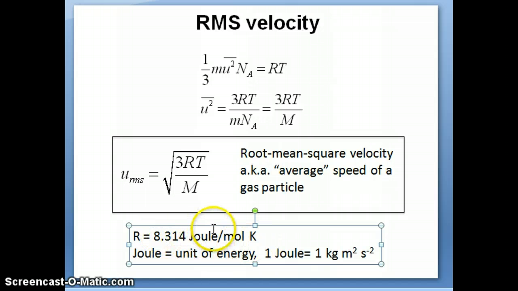But we're not going to do that here. It's not that important. But just remember that when you're doing these types of energy related calculations, you're going to use R in this value.